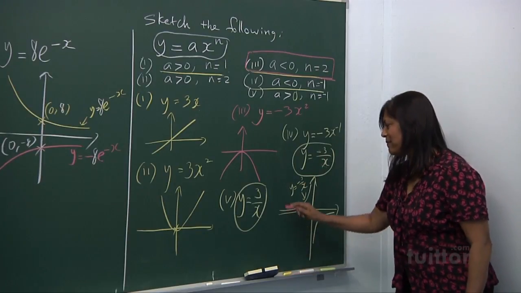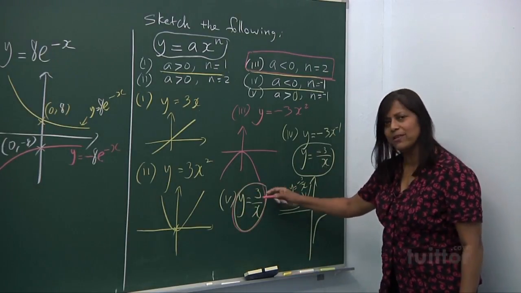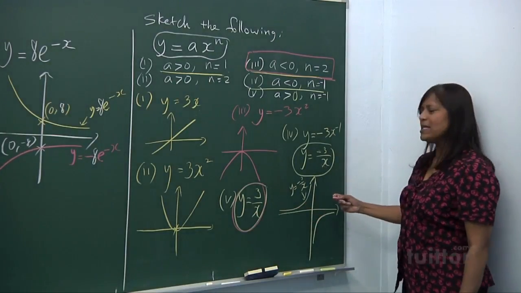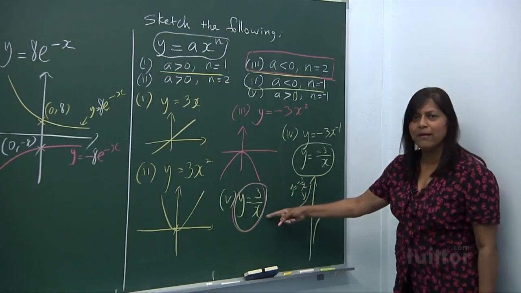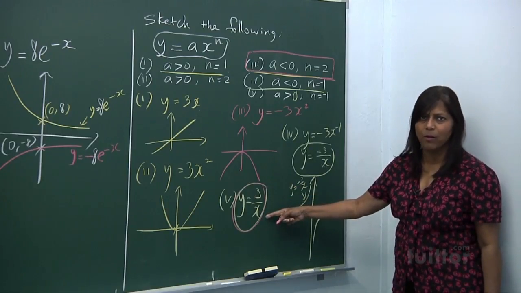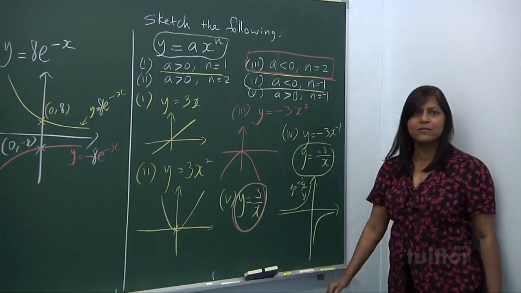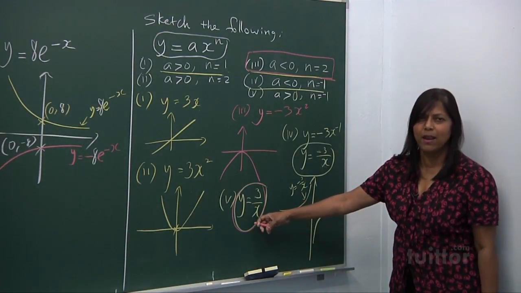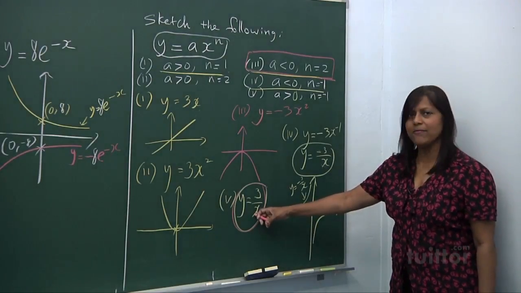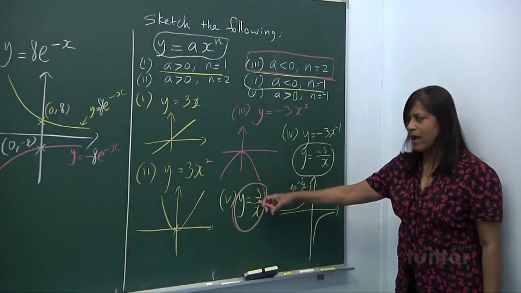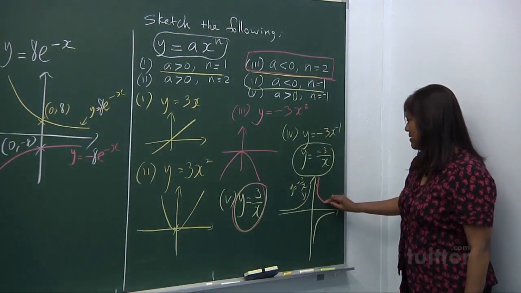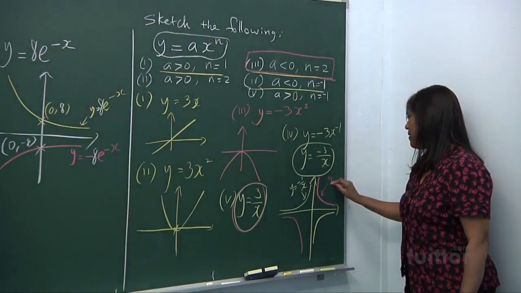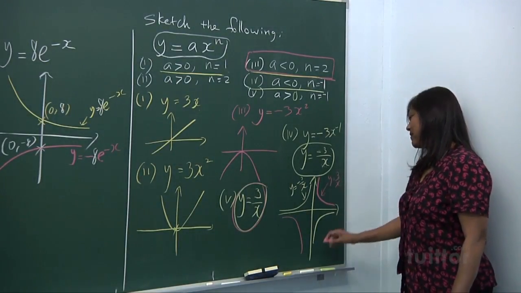Now what about this, my dear? When we have a positive, that's really easy. When x is positive, y is positive. And when x gets bigger and bigger, y gets smaller and smaller. And when x approaches 0, remember we said if x is 0.00001, very close to 0, y becomes infinity. So this is the shape of this graph. Well, that's y equals 3 over x.